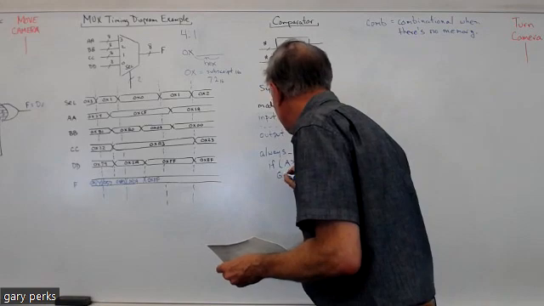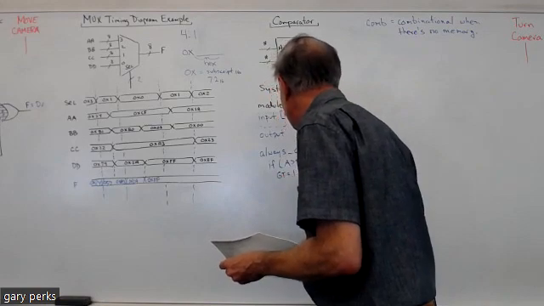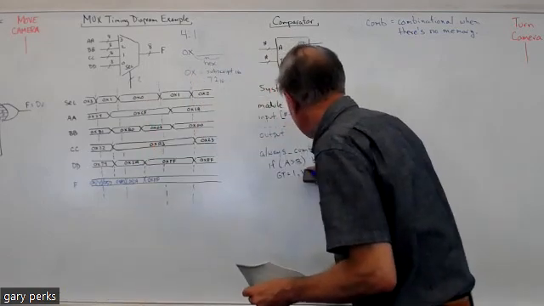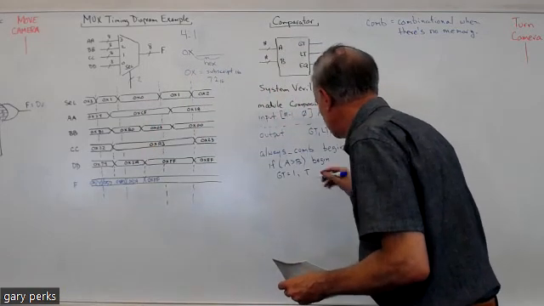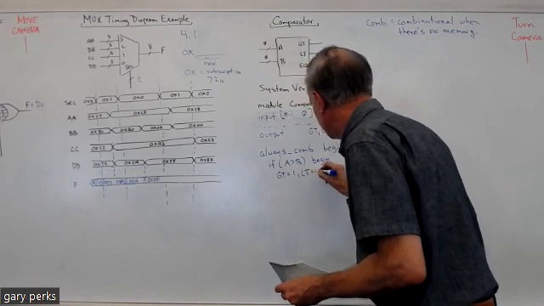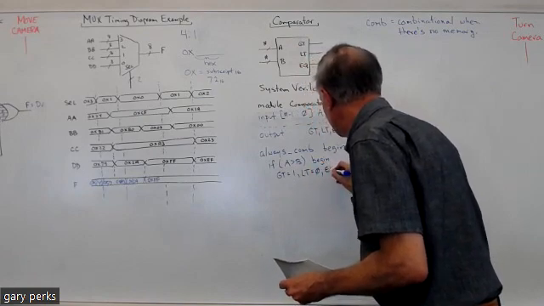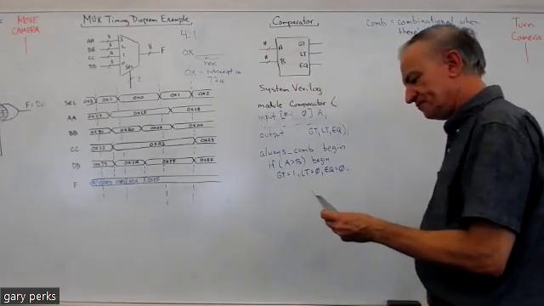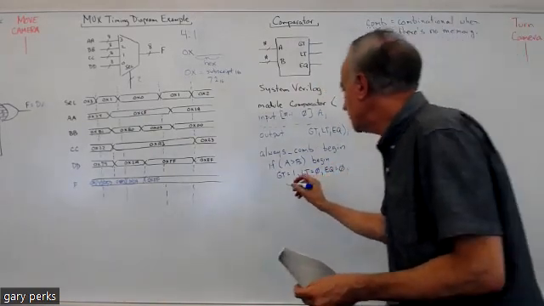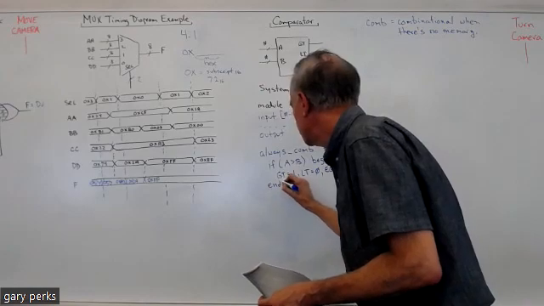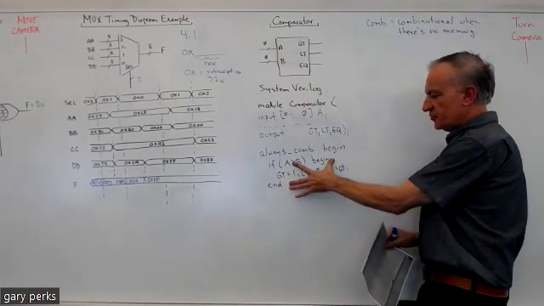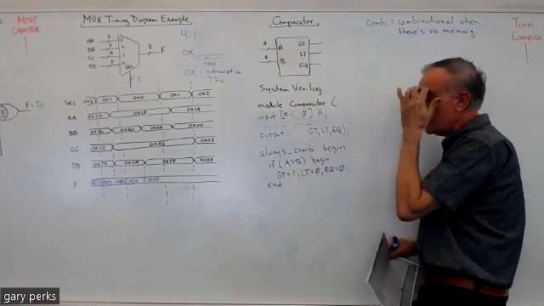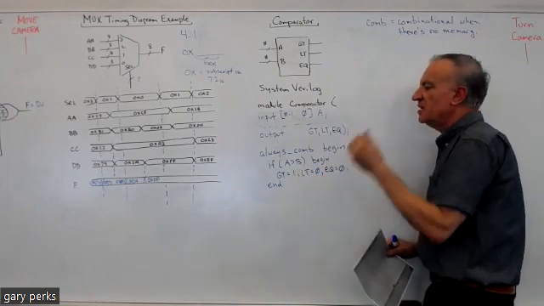We're going to make the GT output equal to a 1, the LT output equal to a 0, the EQ output equal to a 0. Then you end that with a semicolon. Okay, then you need an end. This end goes with this begin. We're going to need an end for this begin also, but that's going to be later on.